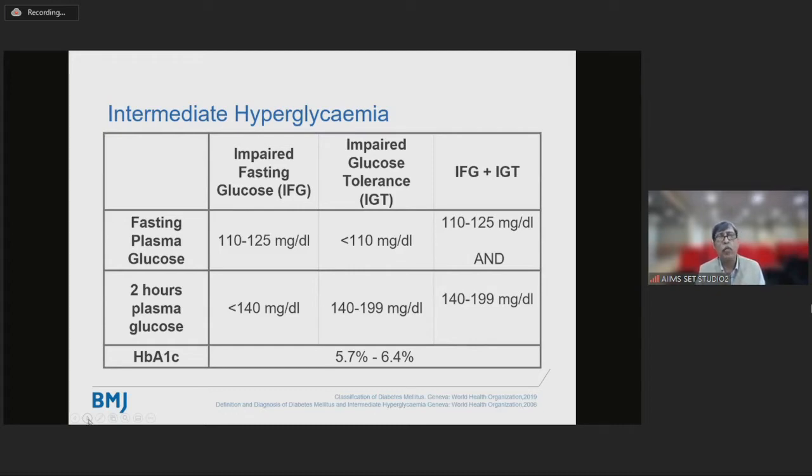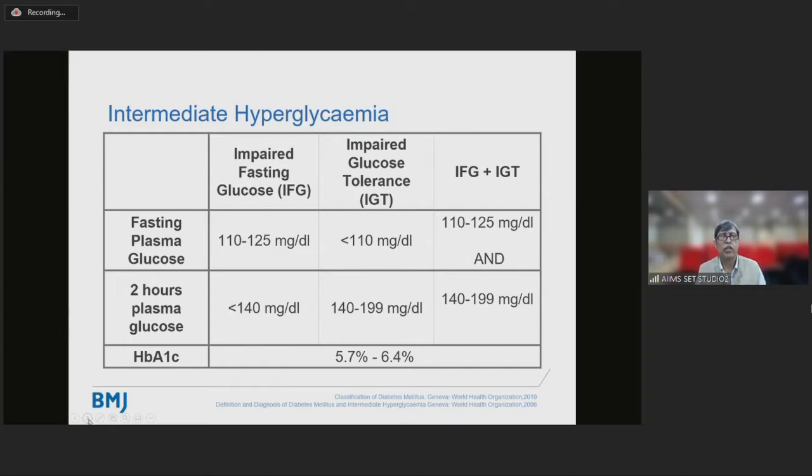Intermediate hyperglycemia. Now, this is a term which is increasingly becoming the preferred term as opposed to pre-diabetes. Why I say this is because when you use the word pre-diabetes, it gives the impression that there is an inevitability that this person will progress from pre-diabetes to diabetes, whereas intermediate hyperglycemia clearly indicates that this is a halfway house, neither normal nor abnormal, but somewhere in between. And of course, different populations, if left unintervened, can progress to diabetes from this stage.